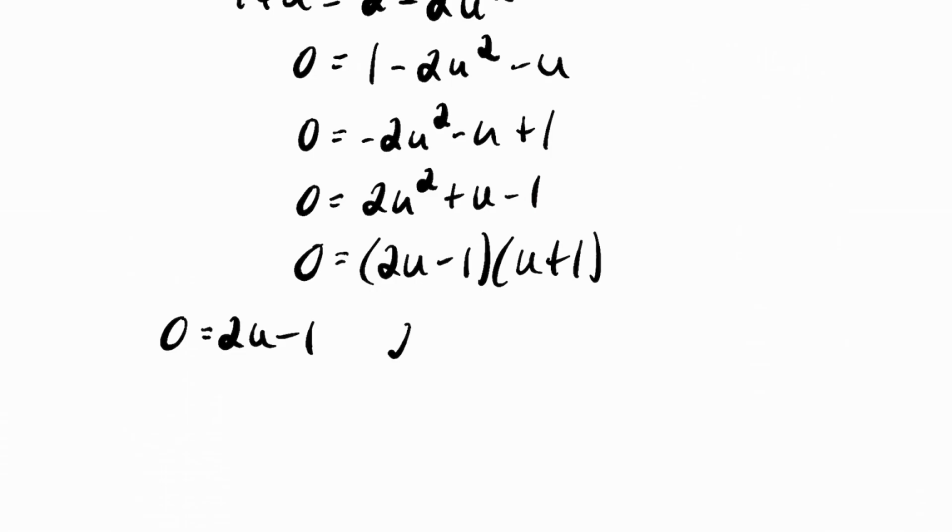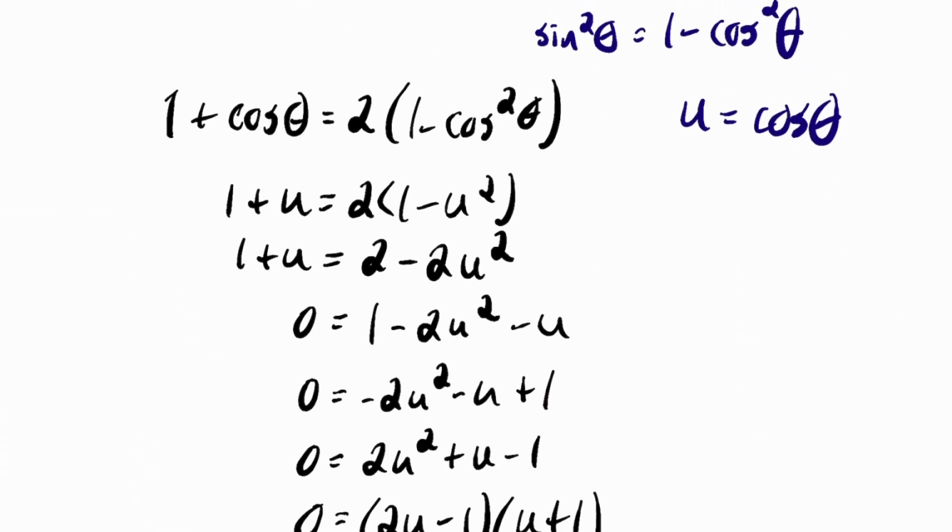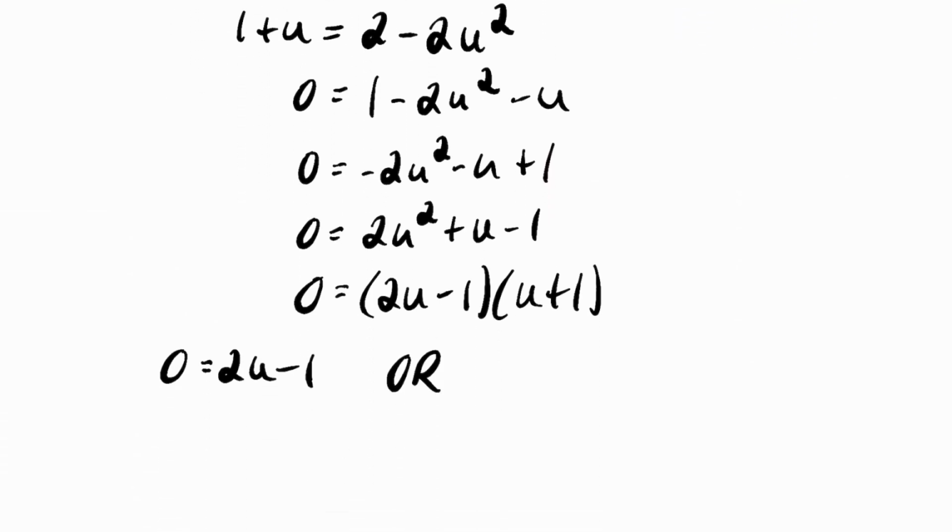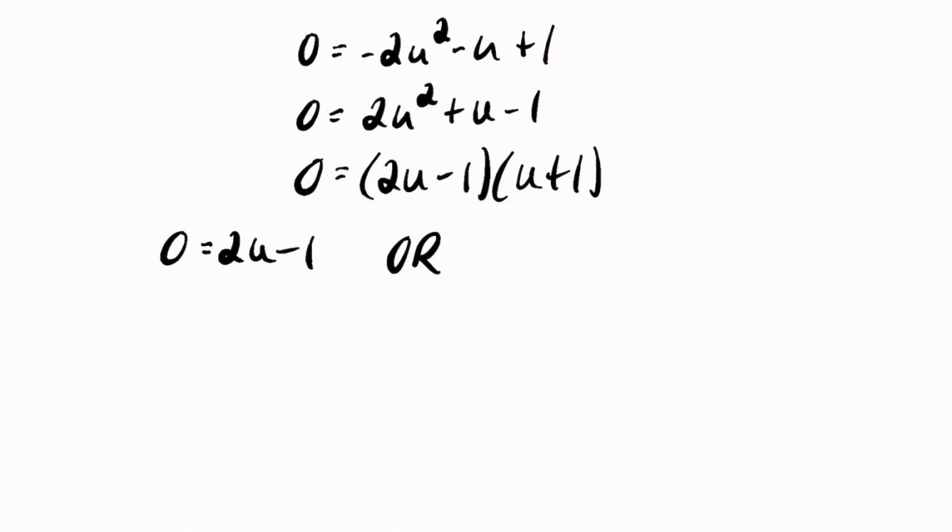And at this point, looking at what we've got so far, you might not recall, or someone looking at the middle of this might not even know this is a trig problem. Remember, u is cosine theta the whole time. I'm just writing it this way to make it visually easier to deal with. Also, 0 equals 2u minus 1, or 0 equals u plus 1.